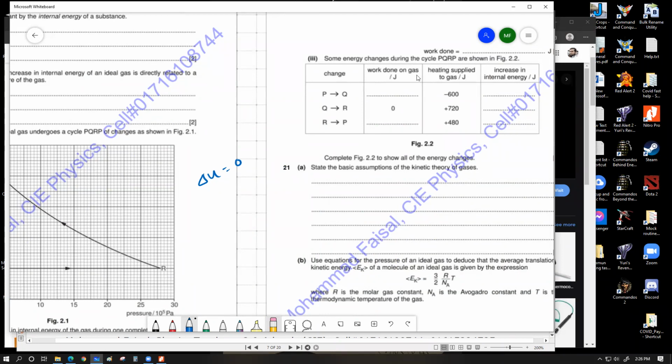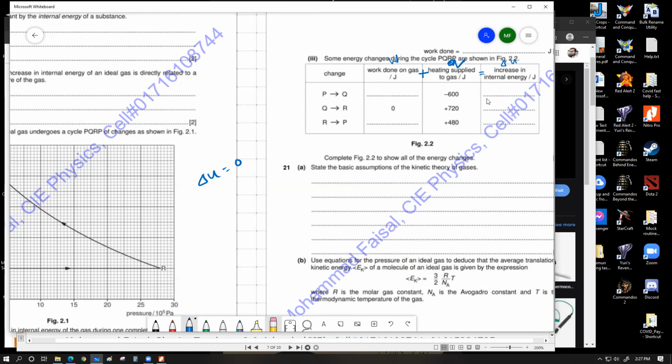Now try to understand what is happening. This question says work done on the gas and heat supplied to the gas and the total increase in internal energy, which means for each of these processes, according to the first law of thermodynamics, the sum of the first two columns should be equal to the third column. Understand this properly. This is our W, this is our Q, this is our delta U. Are the relationships of these columns clear?